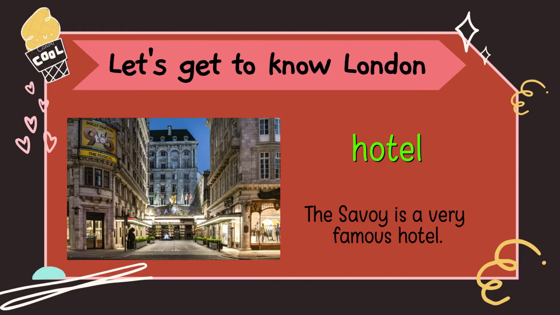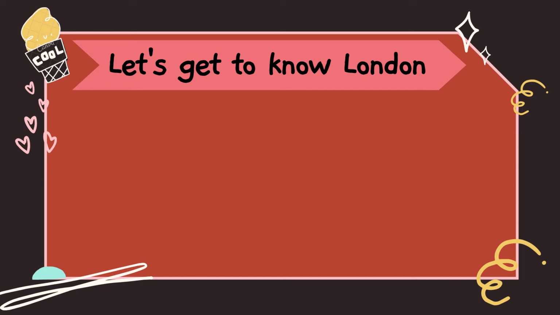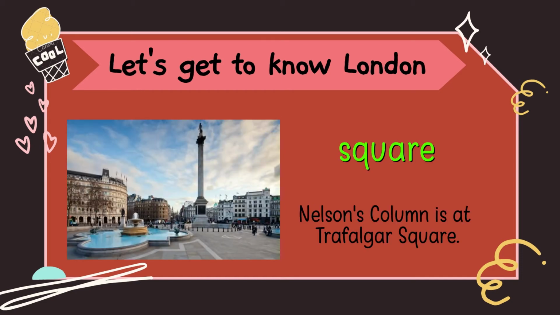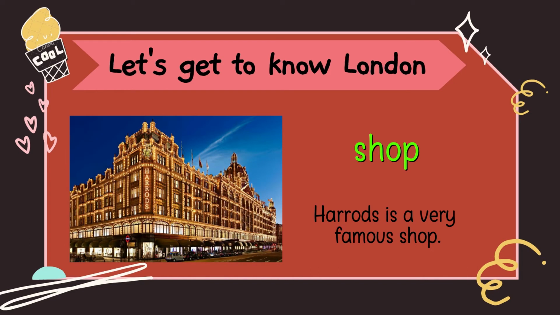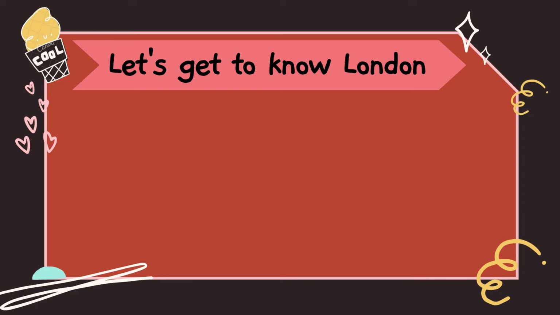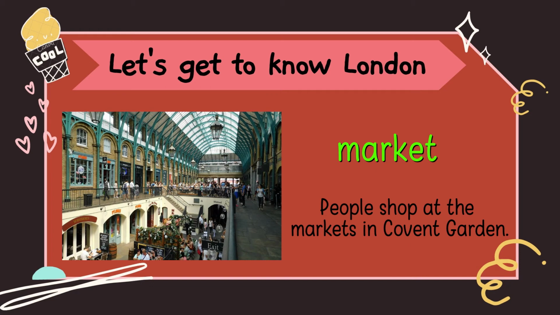Number 3, hotel. Hotel. The Savoy is a very famous hotel. Number 4, square. Square. Nelson's column is at Trafalgar Square. Number 5, shop. Shop. Harrods is a very famous shop. Next, markets. Markets. People shop at the markets in Covent Garden.